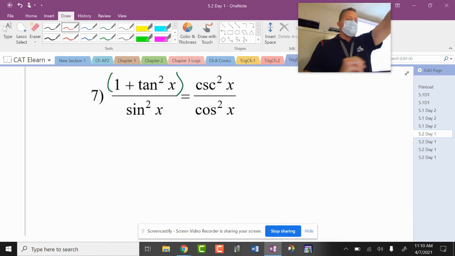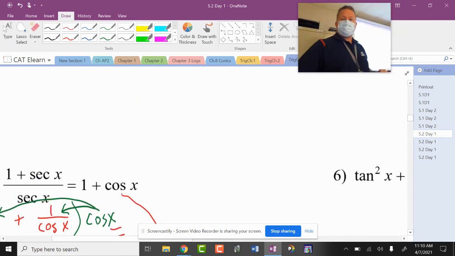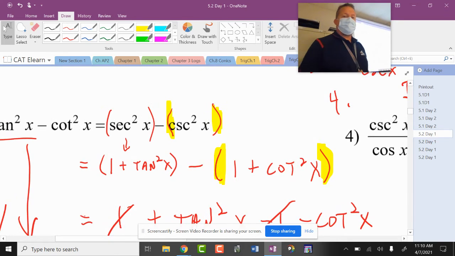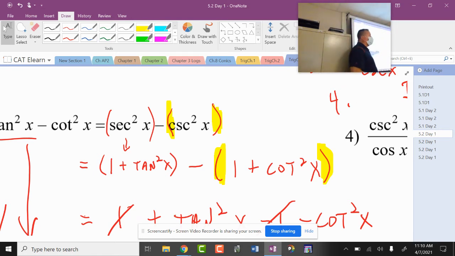I'm not knocking her out because she already has it memorized. Someone else tell me what 1 plus tangent squared is. Secant. And I should have gone back up here. I'm sorry. My bad. Looking at this again, I want you to solidify these Pythagorean identities with the other ones. Look at how secant squared is 1 plus tangent squared, non-co. And then look at how cosecant squared equals 1 plus cotangent squared.